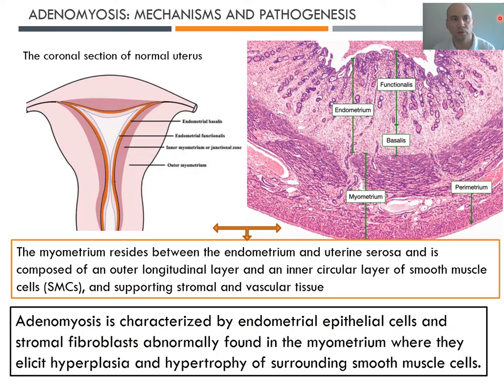Pathogenesis of adenomyosis. The myometrium resides between the endometrium and uterine serosa and is composed of an outer longitudinal layer and inner circular layer of smooth muscle cells and supporting stromal and vascular tissue. Adenomyosis is characterized by endometrial epithelial cells and stromal fibroblasts abnormally found in the myometrium, where they elicit hyperplasia and hypertrophy of surrounding smooth muscle cells.